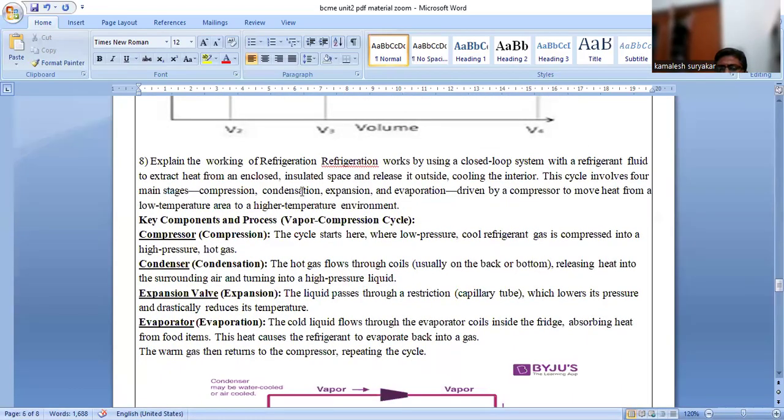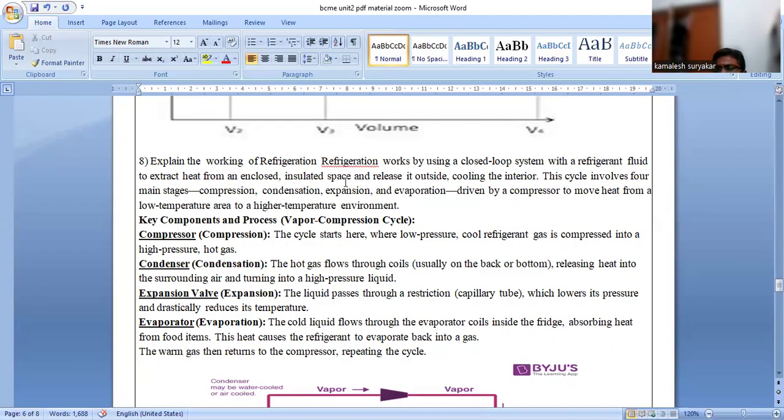Completing that, I am taking the next question, that is: explain the working of refrigeration. What is refrigeration? Refrigeration works by using closed loop systems with a refrigerant fluid to extract heat from the enclosed space. So a room is there. In the room we have heat. We are continuously removing that heat from the room. Now the room will become cool. This is the main basic principle behind this one.